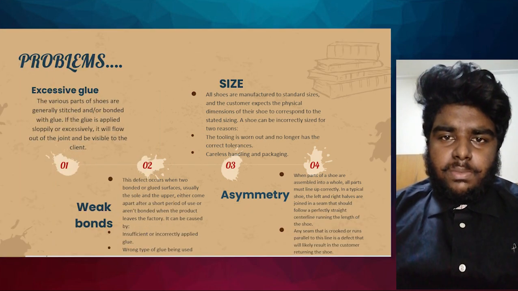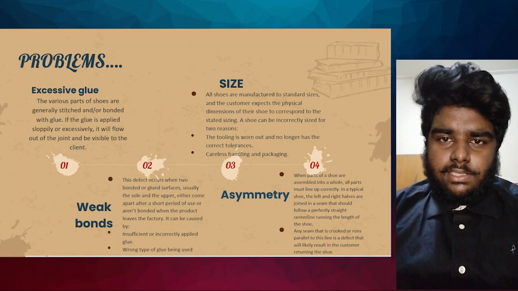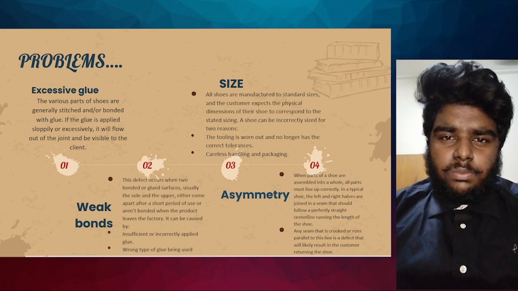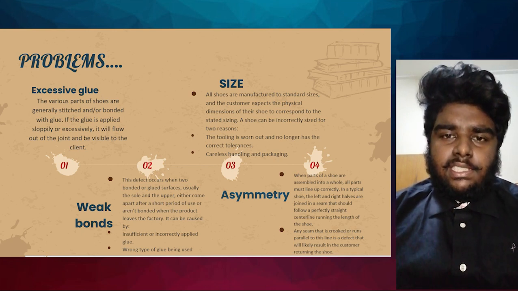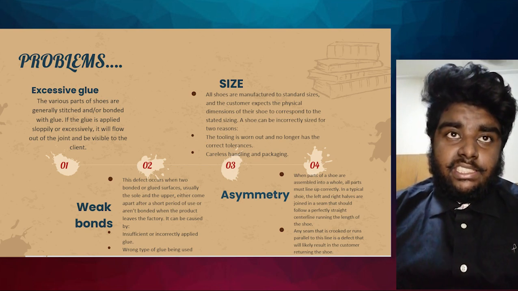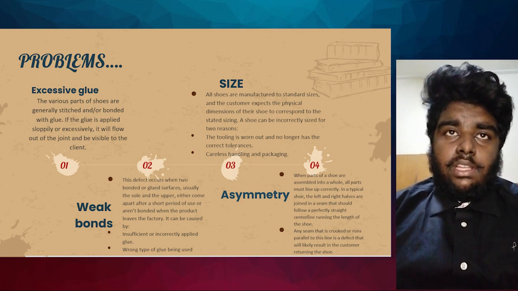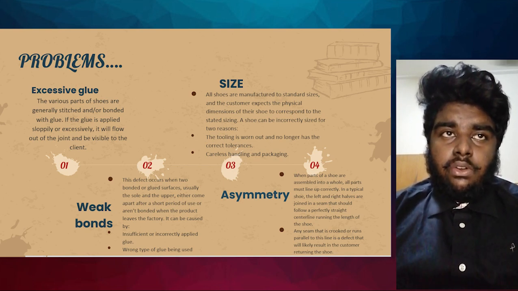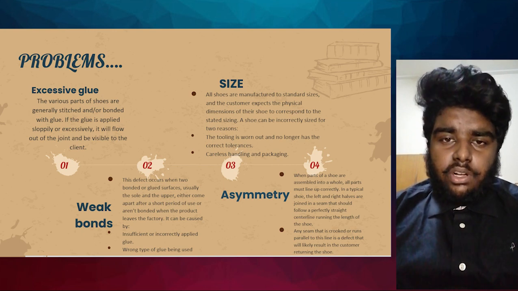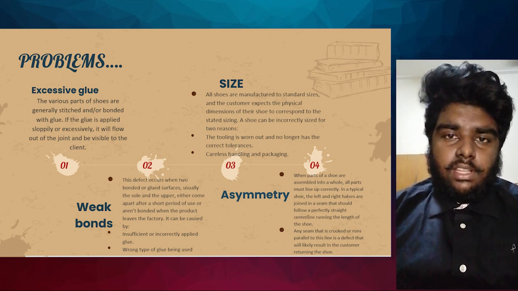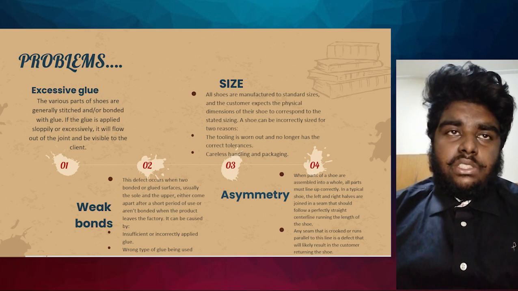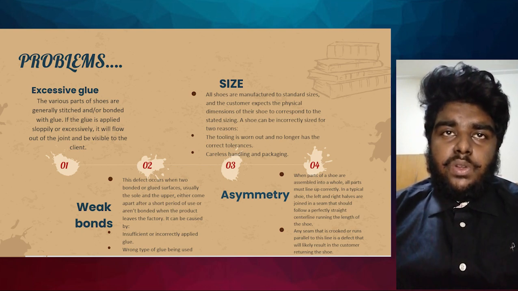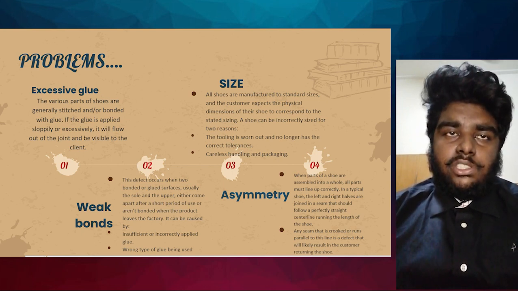What are the common problems faced by casual shoes, you may ask? One of the few common problems faced by casual shoes is excessive glue. The various parts of shoes are generally stitched or bonded with glue. If the glue is applied sloppily or excessively, it will flow out of the joint and be visible to the client. Excess glue, wax or oil marks are among the most common quality defects found in shoes.